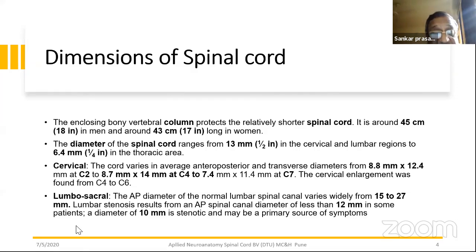All these diameters are calculated especially on a plain X-ray or the CT scan of the spine. MR may not give optimal measurements, but it can be used. But we usually do it on the plain X-ray. So these are the diameters which are very important and which you should keep in mind about the spinal cord.